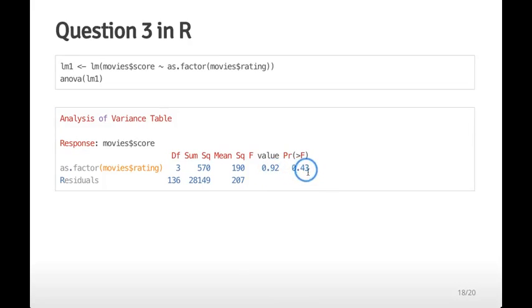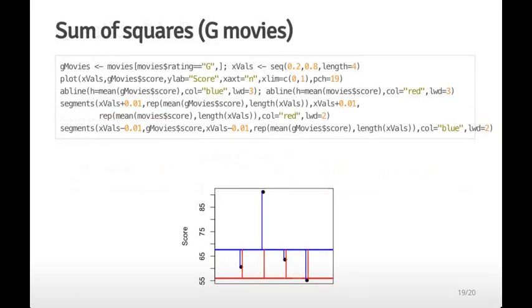But this p-value has the usual properties where if there's absolutely no difference across any of the rating levels, this will have a uniform distribution, and it'll be slightly less than the uniform distribution if there's something going on. And so a p-value of 0.43 doesn't suggest that there's a very, very strong difference between the different categories.